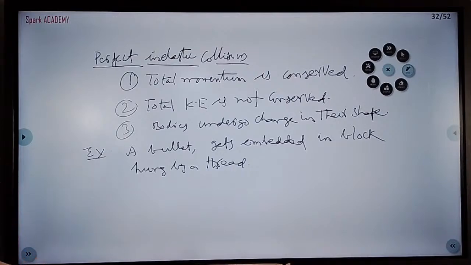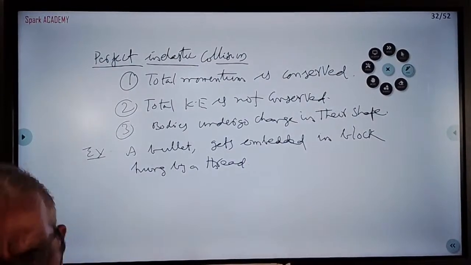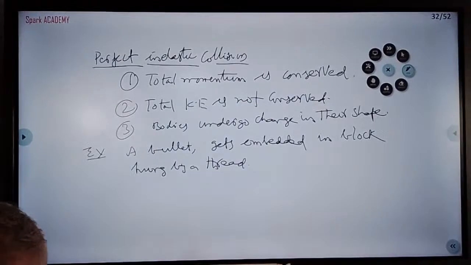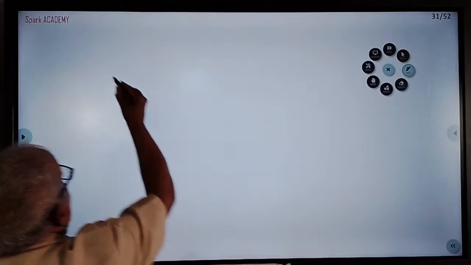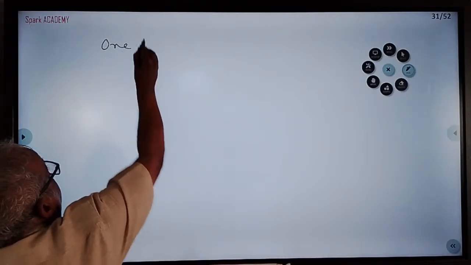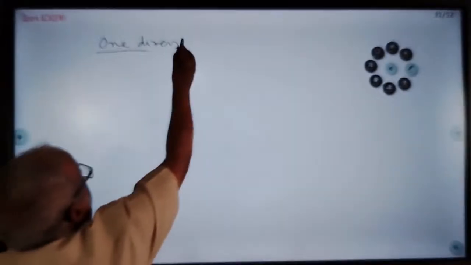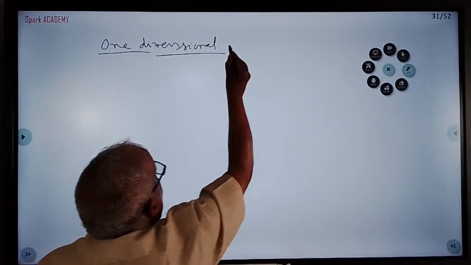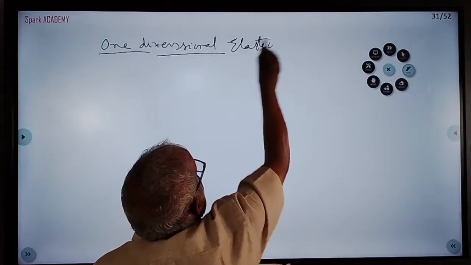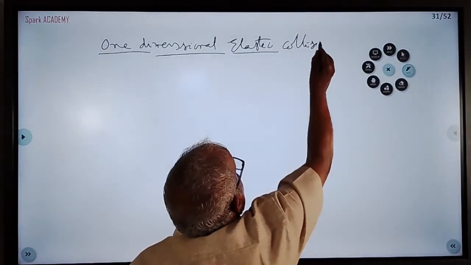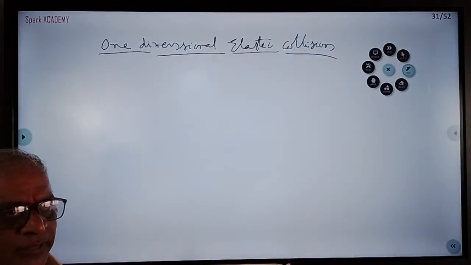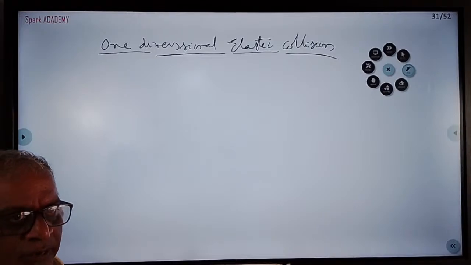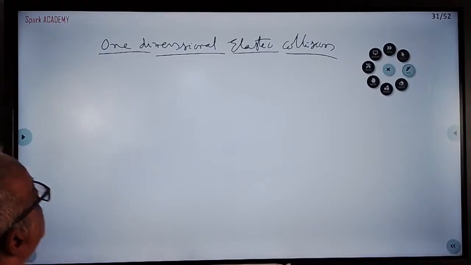Now lastly, the question is asking: develop the theory for one-dimensional elastic collision. We are discussing one-dimensional elastic collision. What does it mean? Before and after collision, they move along a straight line. That is called one-dimensional elastic collision.